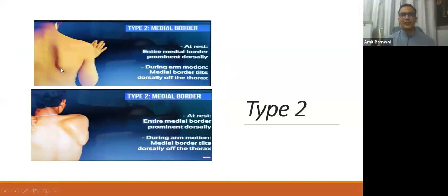In type 2, we can see that the medial border is more prominent. You can visualize this medial border prominence. When we ask the patient to protrude the hand or do a wall test, it gets more dorsally tilted, and the medial border gets more prominent with the motion of the arm.